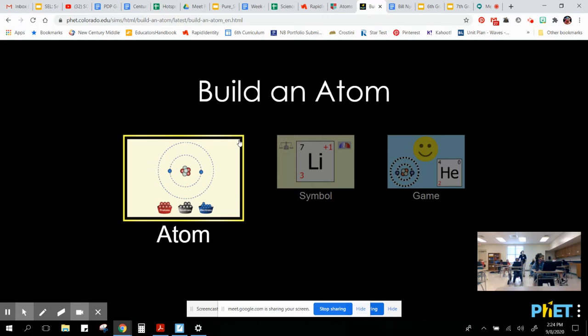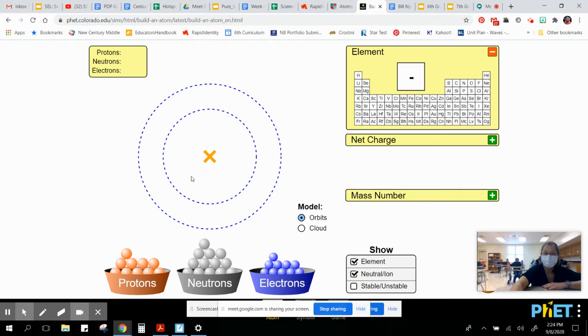All right, so I'm going to walk you through this. This is going to teach you a lot of stuff about atoms. A lot of stuff. A lot of complicated stuff. So I need everybody to bear with me. You are going to practice atom and symbol. Start with atom. And you're just going to play around with putting protons, neutrons, and electrons into the atom.